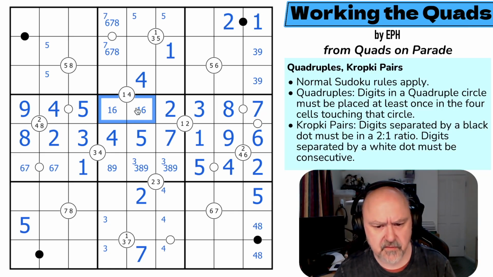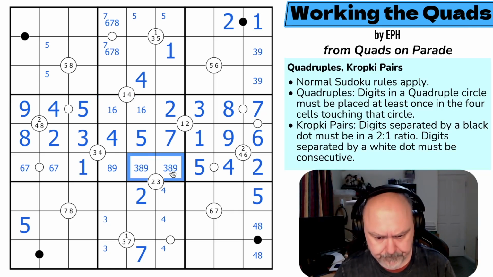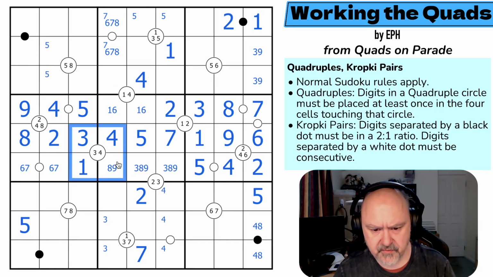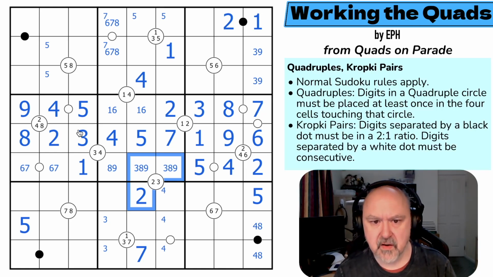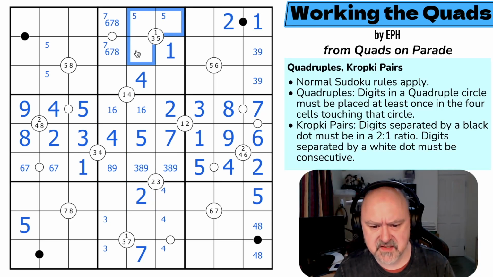It's possibly resolved, but I don't see how. Okay. I've got my 1 and my 4. I've got my 3 and my 4. I've got my 2 and my 3. Okay. I do need to put a 3 around this.